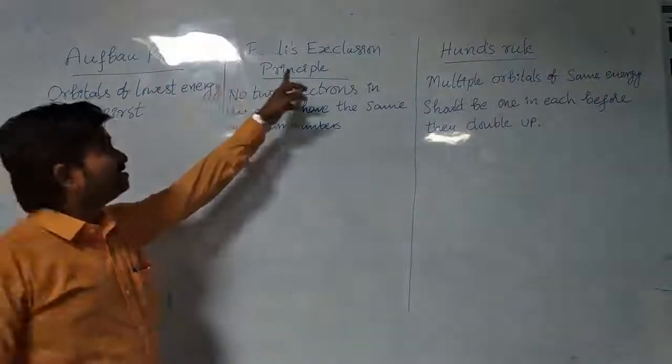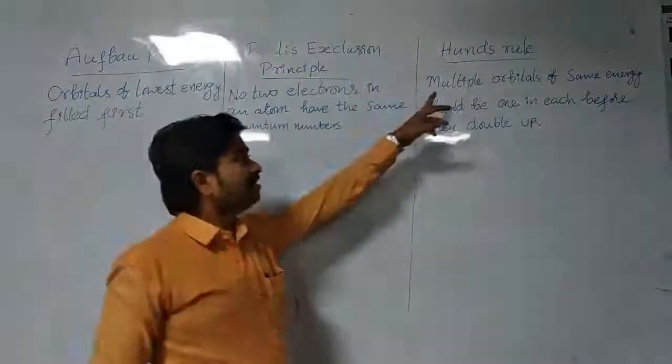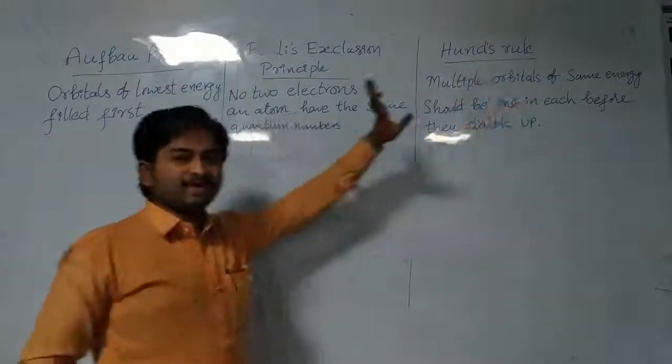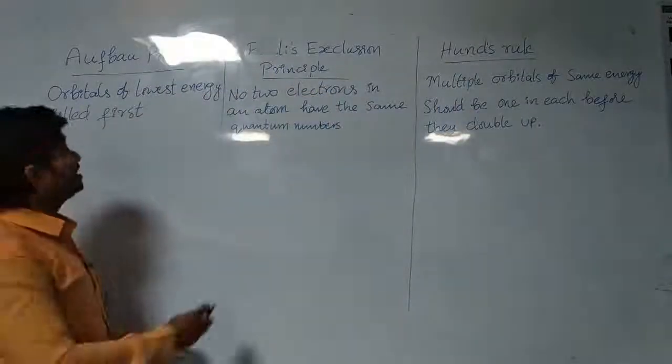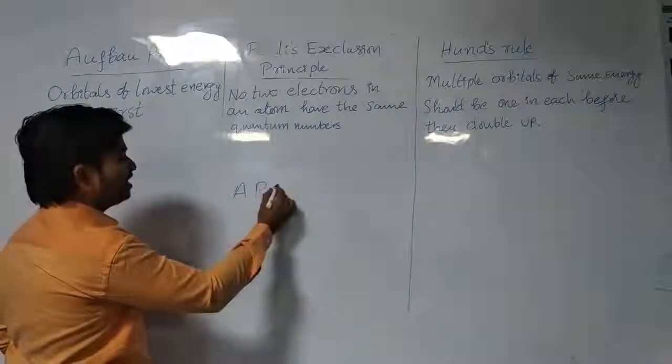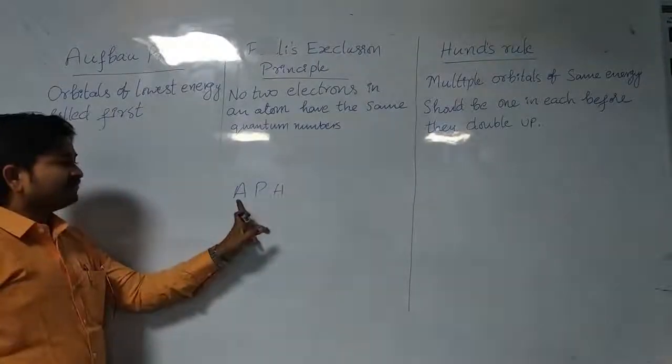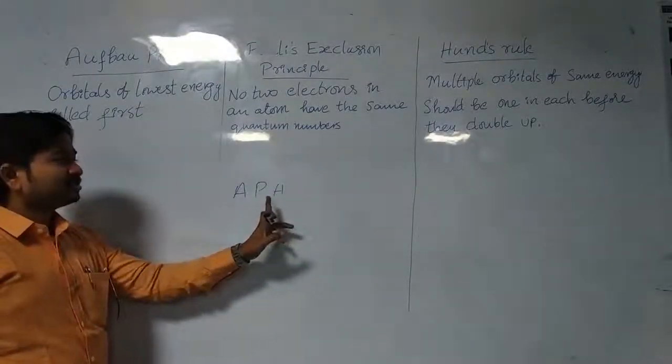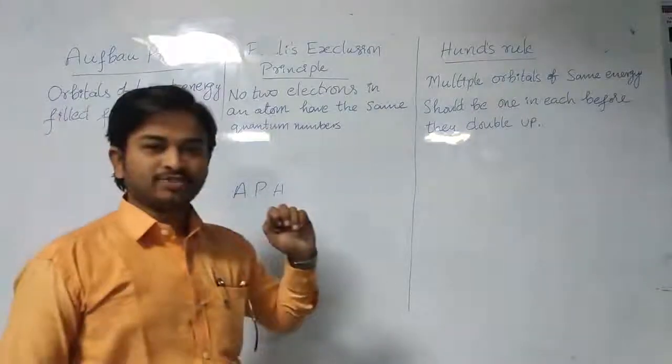Aufbau principle, Pauli's exclusion principle, Hund's rule. Okay, simply all these rules together I can say A, P, H. A for Aufbau principle, P for Pauli's exclusion principle, H for Hund's rule.